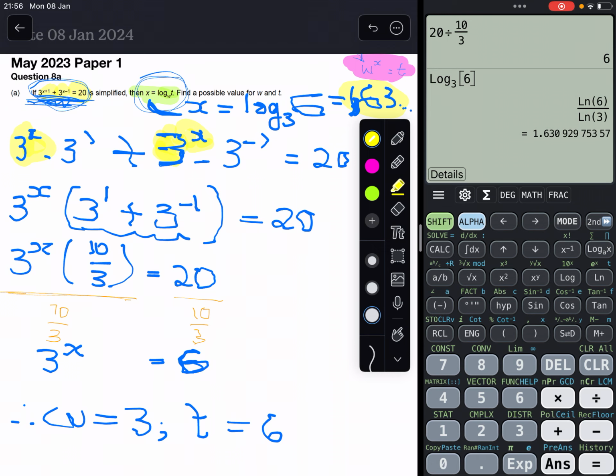We should still get a number very close to 20, okay? So let's see if our workings are correct. So 3 to the power of 1,63 plus 1, okay? And then we're going to add 3 to the power of 1,63 minus 1. Right, and you see there the answer that we got is 19,97, very close to 20. So then we can be confident that we might have done our stuff right. And just to confirm with the memo, yep, w is in fact 3 and t is equal to 6.